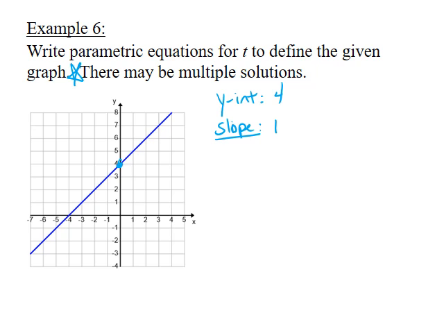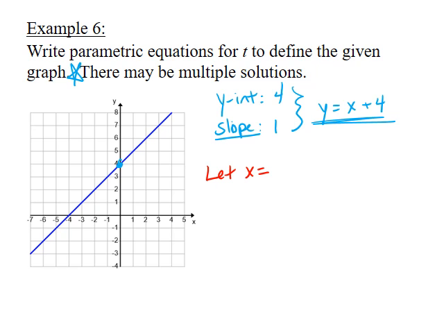So this equation in rectangular form is y equals x plus 4. Y equals mx plus b. Okay, so this is the rectangular form. Well, what I need to do is think of some value for x involving a t, and that will be my first part. So you can let x be anything you want as long as there is a t involved.